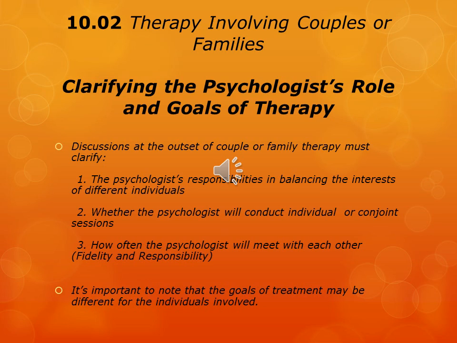Clarifying the psychologist's role and the goals of therapy includes the psychologist's responsibility in balancing the interests of different individuals, whether the psychologist will conduct individual or conjoint sessions, and how often the psychologist will meet with others, fidelity and responsibility. It's also important to note that the goals of treatment may differ among the individuals involved.